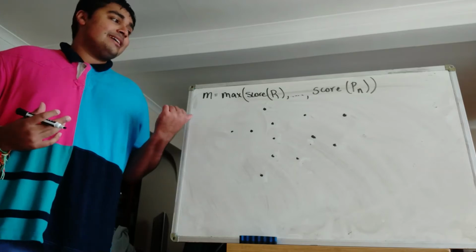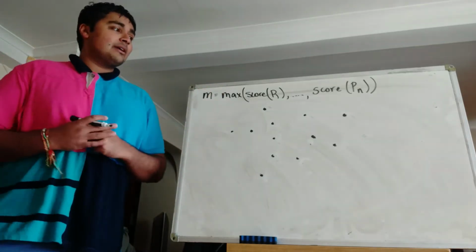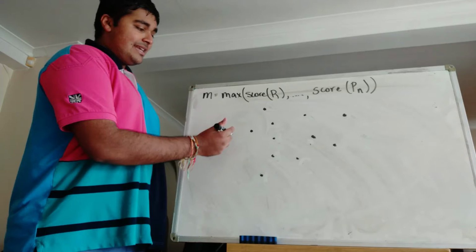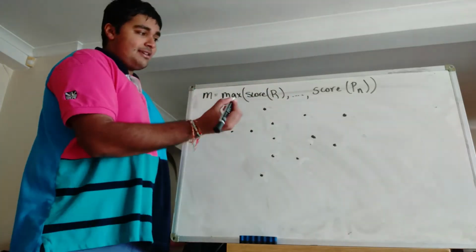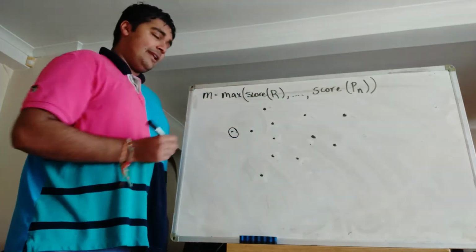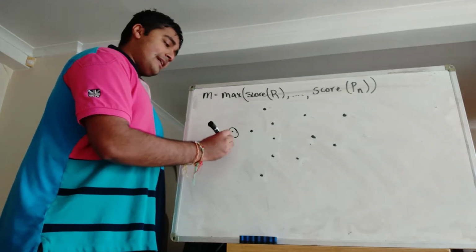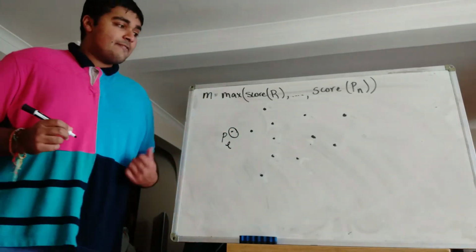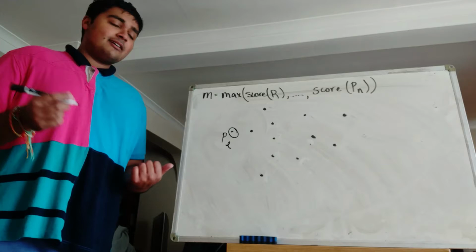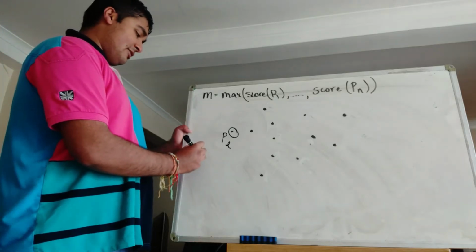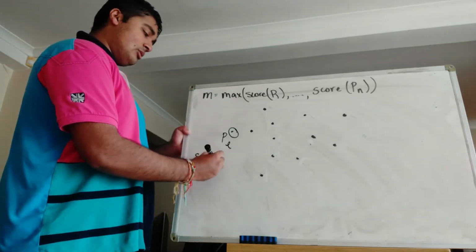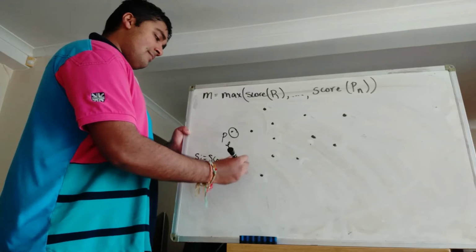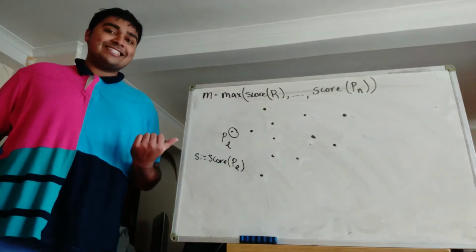Now the way we're going to derive that inequality is firstly by choosing the leftmost point. In this example setup, that's going to be this point here, and we're going to call that point PL for now. Then the first thing we're going to do is assign the score of PL, and we're going to denote that with S. So S is just going to be the score of PL, that's the number of different distances from PL.